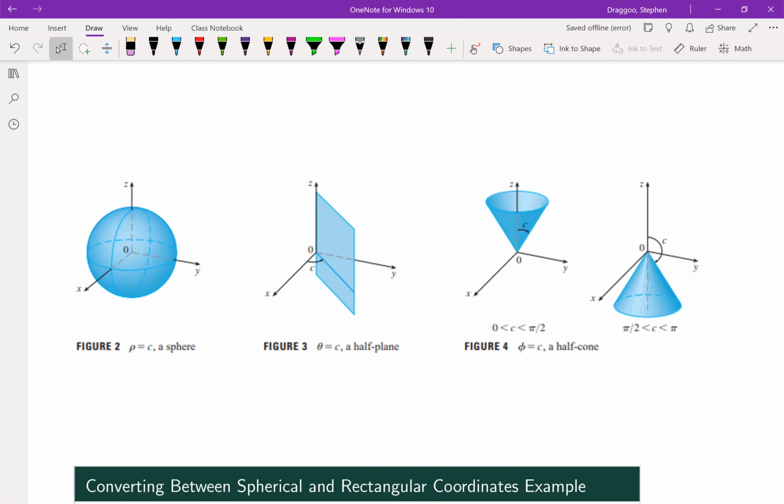And then in figure 4, we look at the equation phi equals a constant number, so that angle phi. And this time it'll come up with a half cone again under the restriction that we're only letting rho be positive, or zero, I should say. So if phi is equal to an angle in the first quadrant, we have a cone that goes up the z-axis. And if phi is equal to an angle in the second quadrant, then our cone goes down the z-axis.